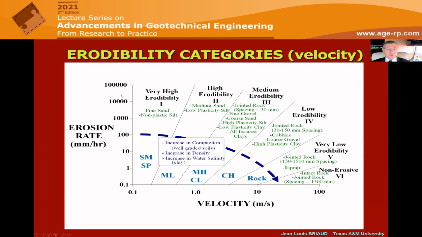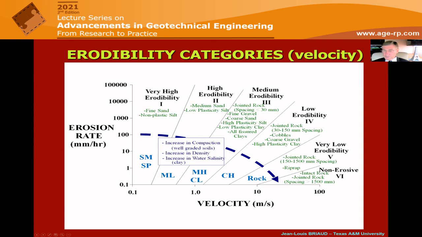These are fine sand, for example, like I showed you. At the same time, if you go to some high velocities, like 2-3 meters per second, and relatively low erosion rate, then now you're in high plasticity silt, low plasticity clay, and as you go further and further, you go into the jointed rocks and intact rocks, where you can go to very high velocity and still get relatively little erosion. So this is a chart we use a lot.